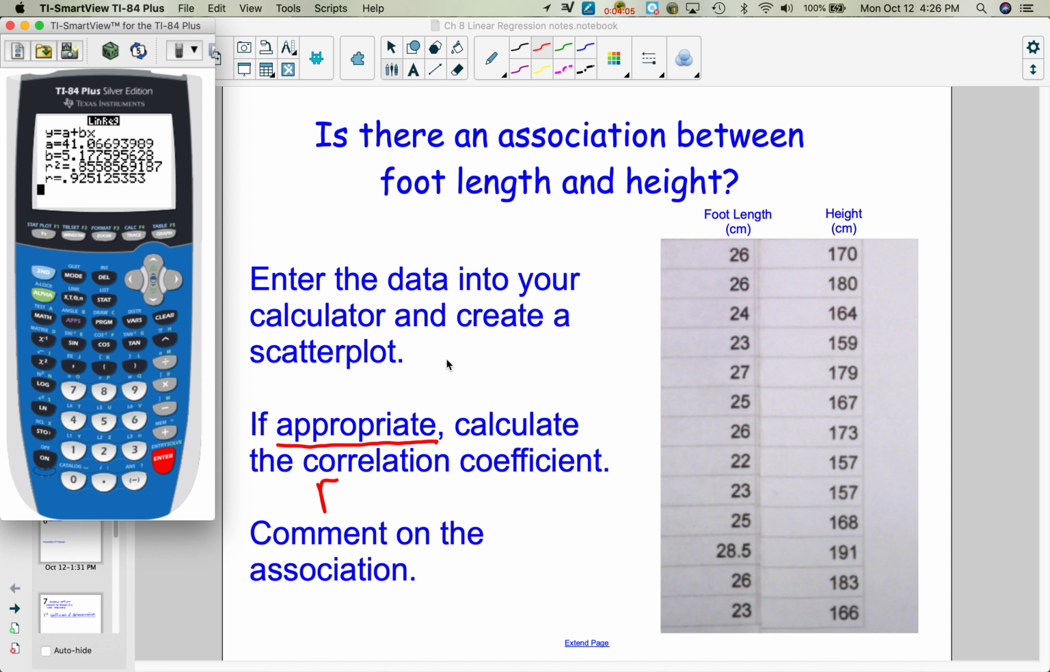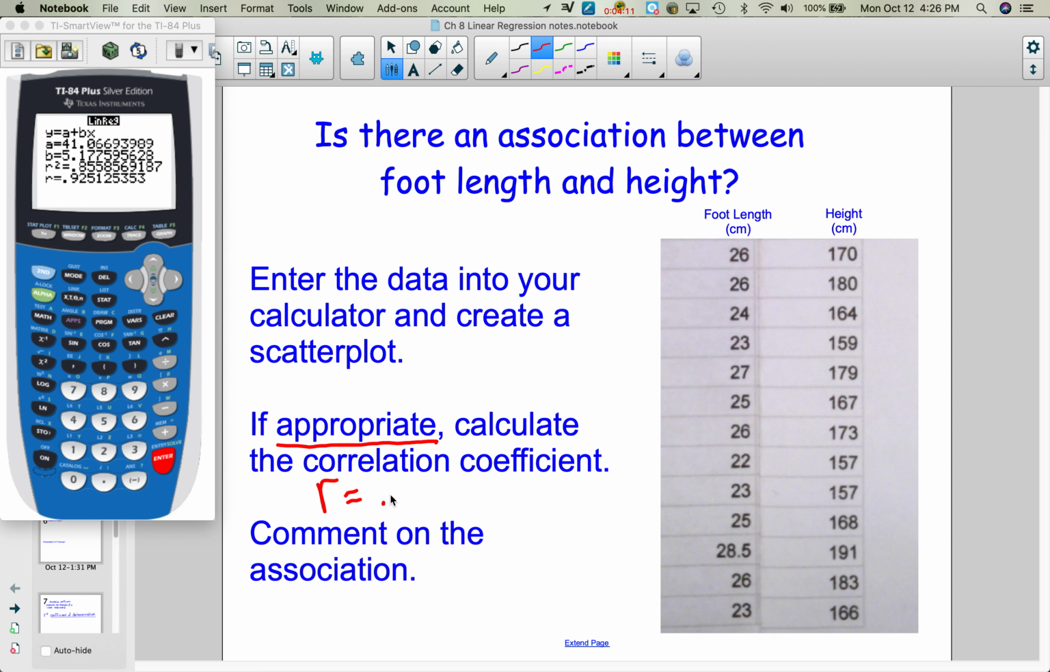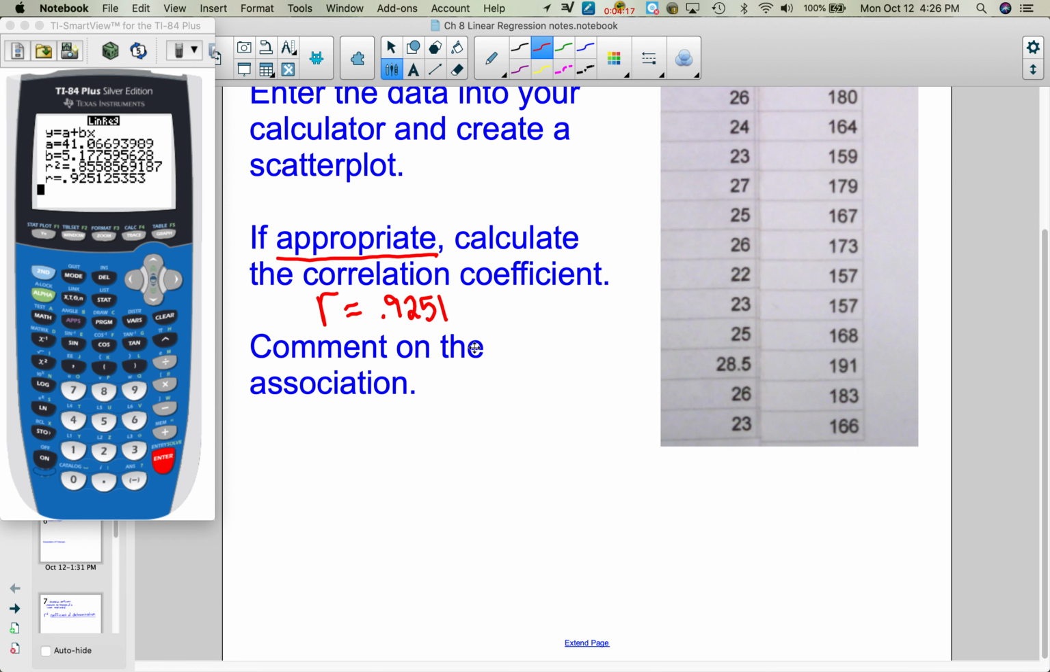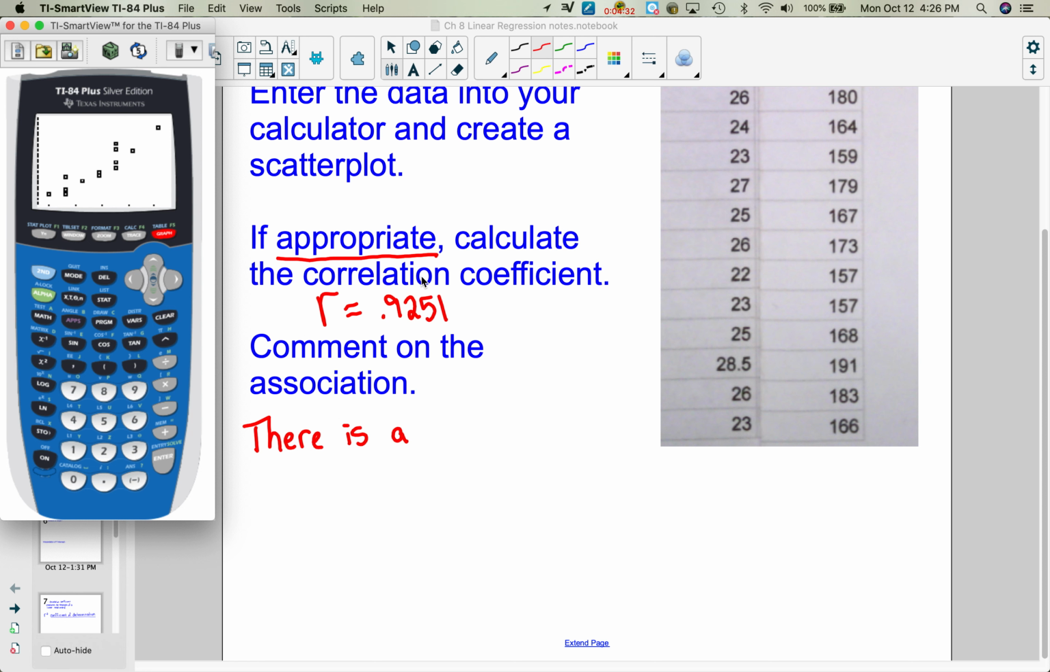So now we know that R is equal to 0.9251. Let's think about what that means, because now I asked you to comment on the association. This is fairly strong. Remember the little number line I showed you? And notice it's positive, and we also saw that from the scatter plot.